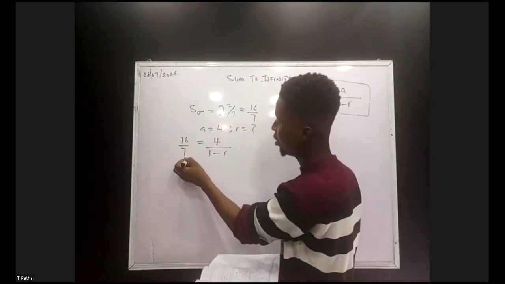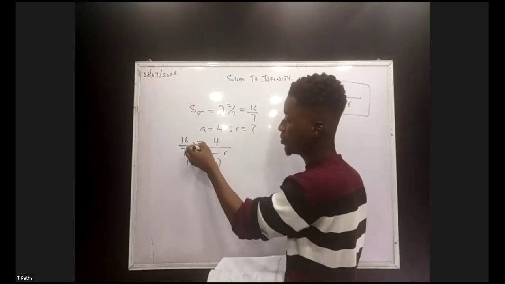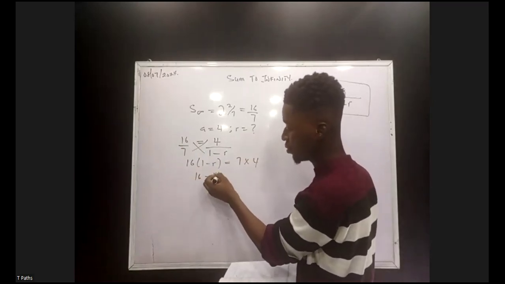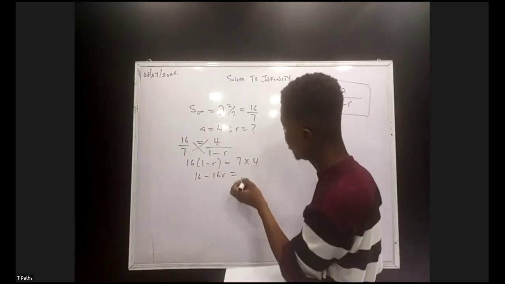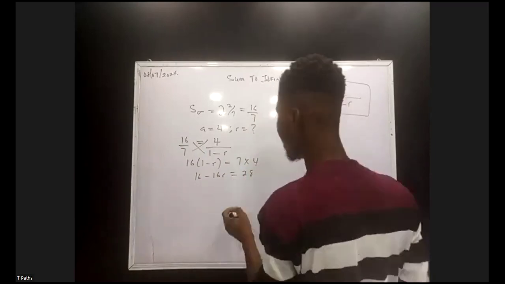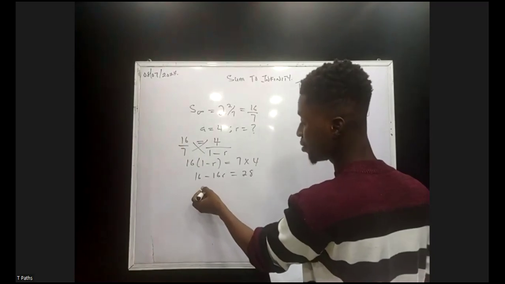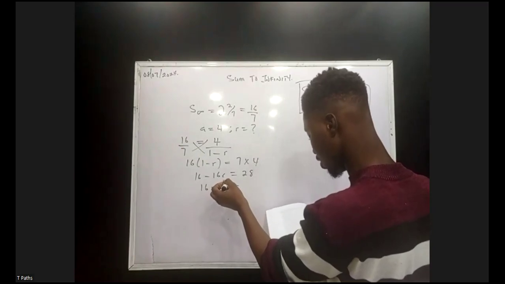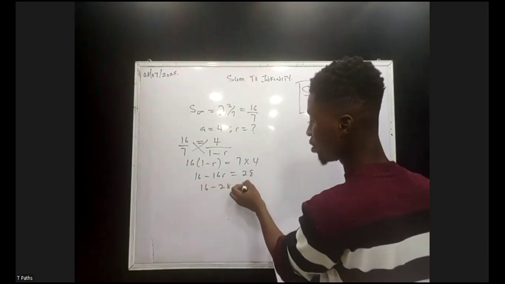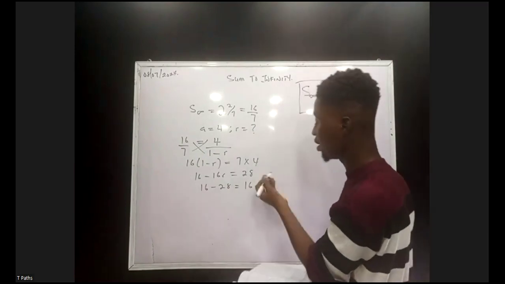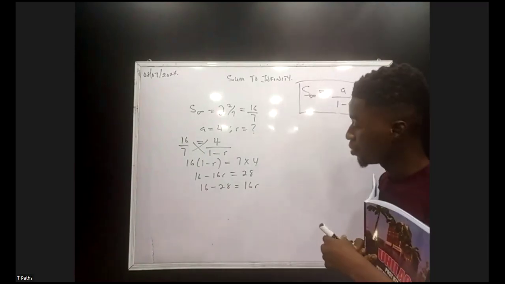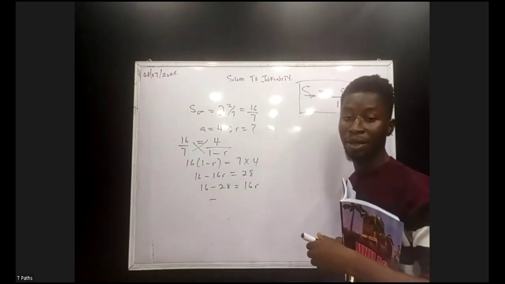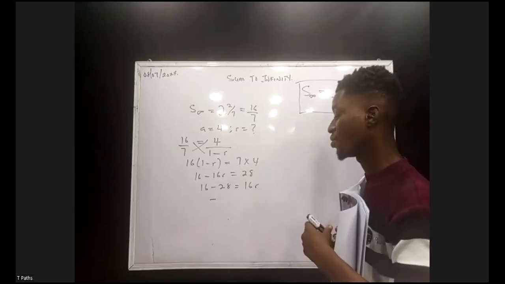So we cross multiply: 16 times 1 minus r, then you have 7 times 4. So I simply have 16 minus 16r. 7 times 4 should give me 28, right? Now, collecting like terms, I have 16 minus 28 equals 16r. So 16 minus 28 is what? We are subtracting a larger value from a smaller value, so definitely we have a negative, right? So 28 minus 16 or 16 minus 28 should give me what?